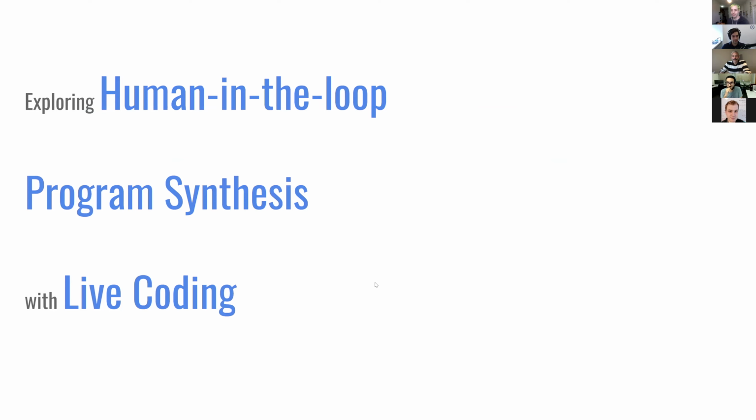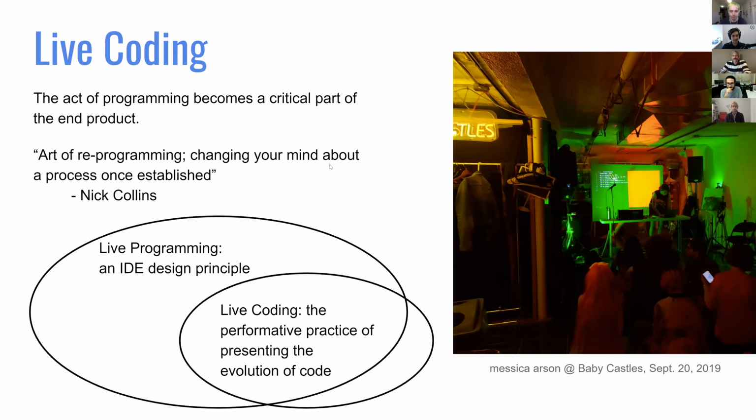And as Brian said, we have the sort of two different interpretations of what live can mean in this context. We have live programming and live coding. So I'll be talking about live coding here. Live coding, I like to say, is the act where the act of programming becomes a critical part of the end product. So in live coding, we're actually not pursuing software engineering to get to a final state of the code, but the evolution of the code itself is what we're interested in.